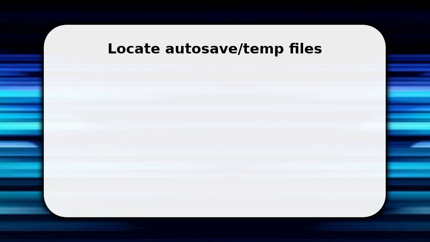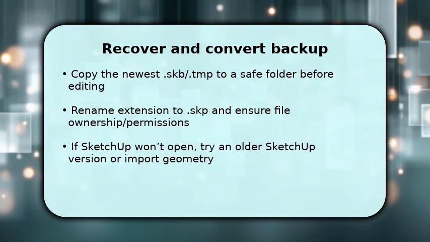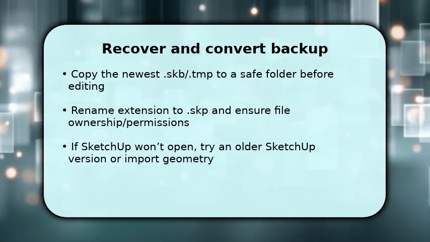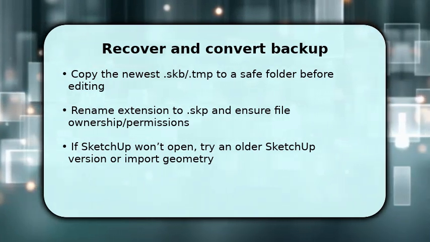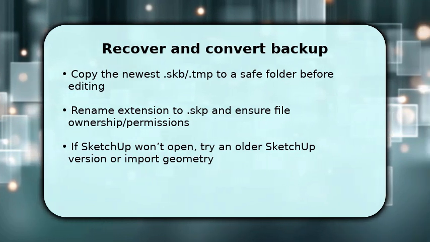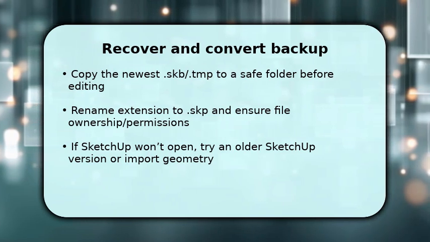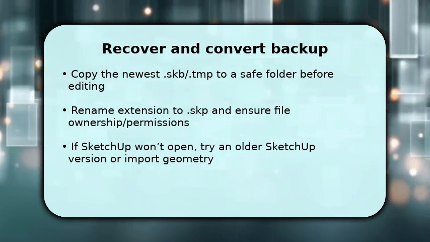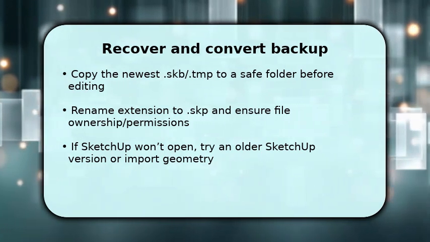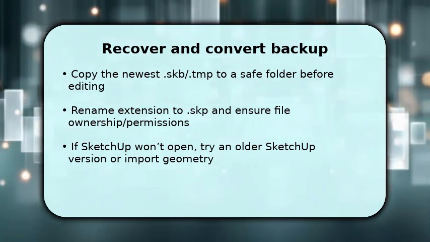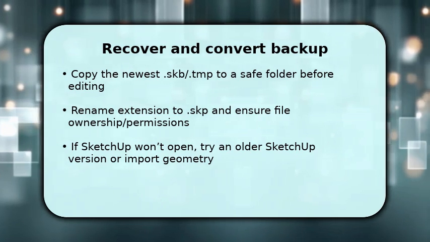You copy the candidate file to a separate recovery folder so you never work on the original. This preserves options if conversion fails. Once copied, rename the extension from SKB or TMP to SKP so SketchUp recognizes it. Make sure file permissions allow you to open it. Change ownership if required. If a direct open fails, use an older SketchUp build to try opening or import geometry into a blank file. This often extracts core geometry even when full.